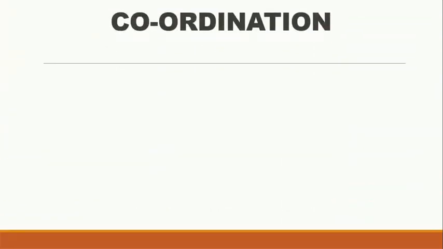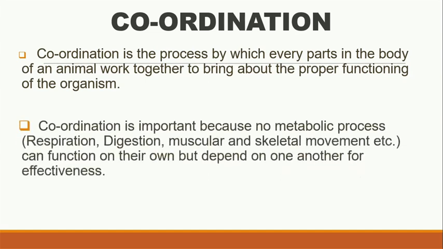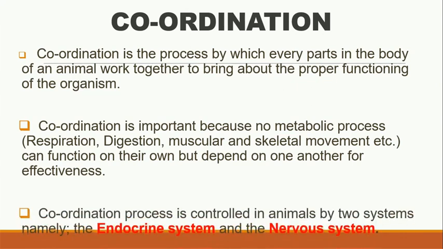What is coordination? Coordination is the process by which every part in the body of an animal works together to bring about the proper functioning of that organism. Coordination is important because no metabolic process, such as respiration, digestion, muscular and skeletal movement and so on, can function on its own, but they depend on one another for effectiveness. Coordination is controlled in animals by two systems, namely the endocrine system and the nervous system. So the two systems that control coordination are the endocrine system and the nervous system.